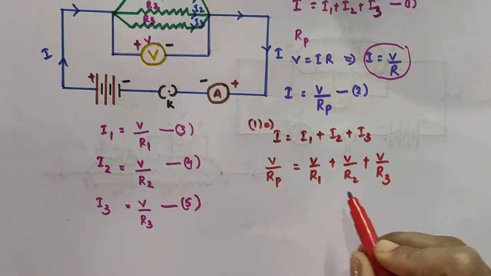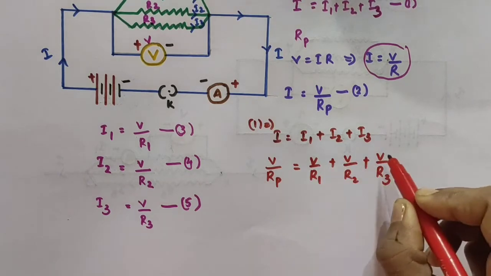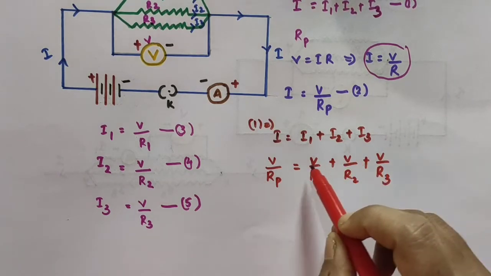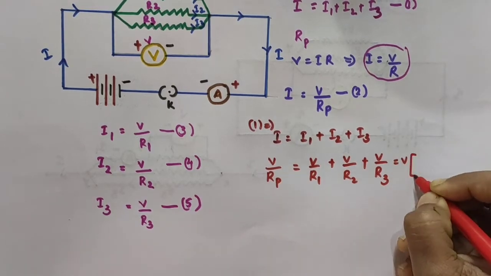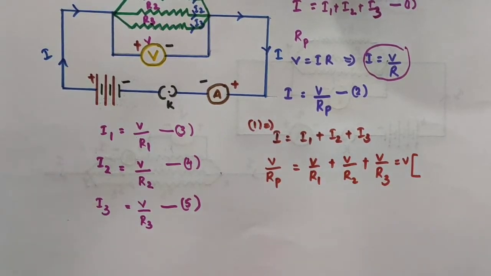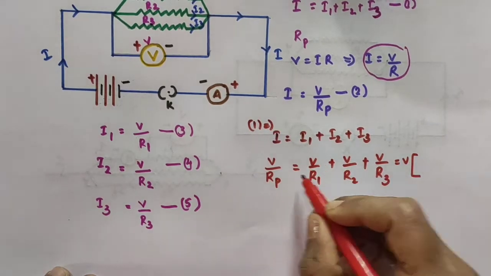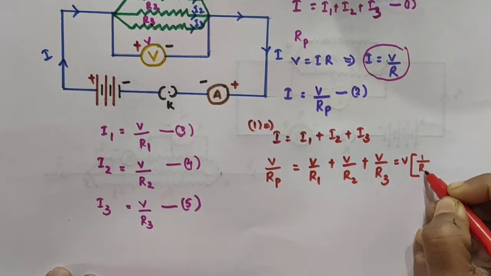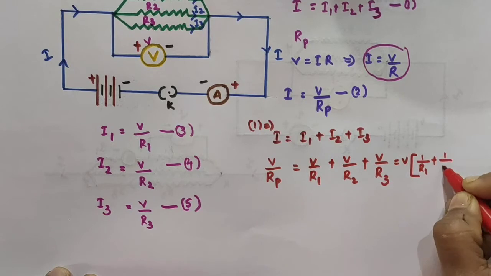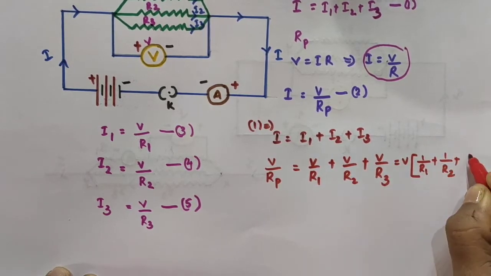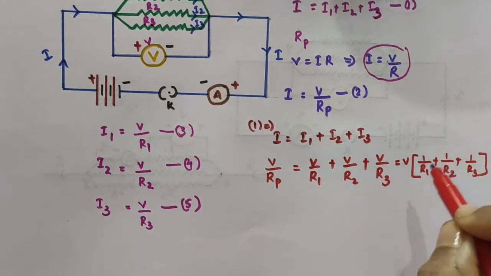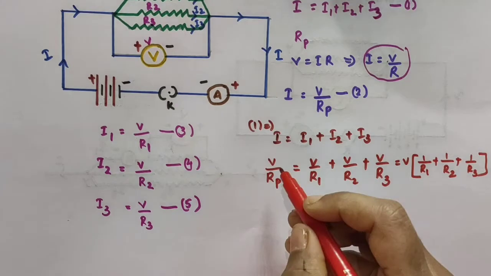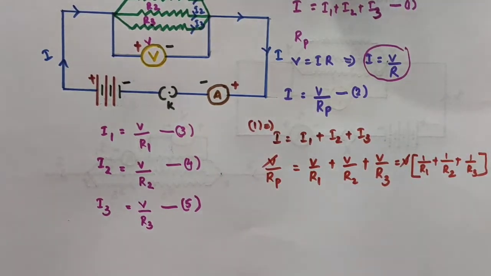Now, you see we can take V outside from these three terms, because V is there in these three terms on the right hand side of this equation. So we can take this V outside so that this becomes V by Rp is equal to V into 1 by R1 plus 1 by R2 plus 1 by R3. Then this V and this V can be cancelled now.